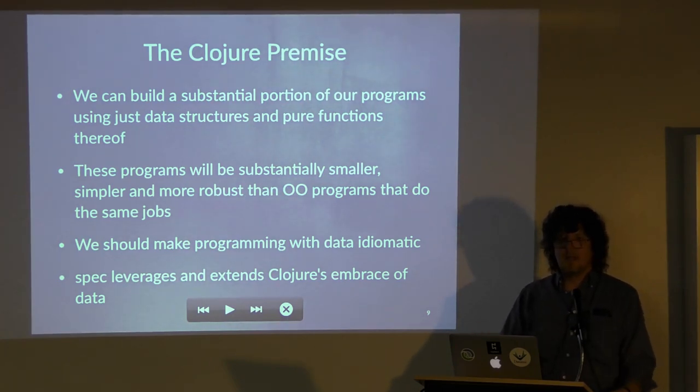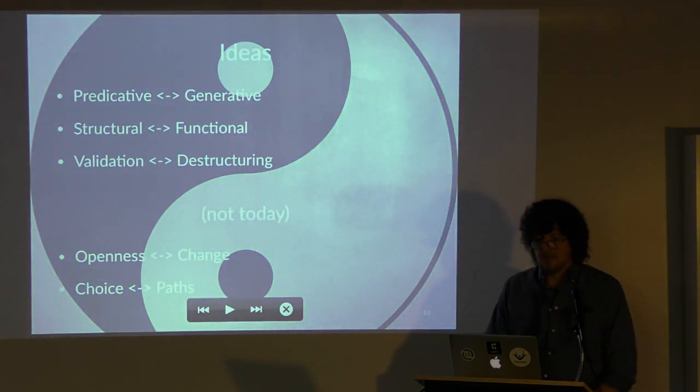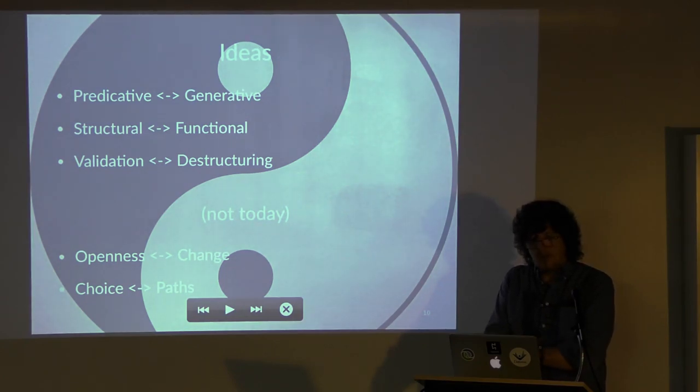This is Clojure winning. And this is the value proposition of Clojure, sort of exposed. That you can have a thing like spec and have it work in so many places. So there are a bunch of ideas behind spec that I want to talk about, and I won't be able to talk about all of them.